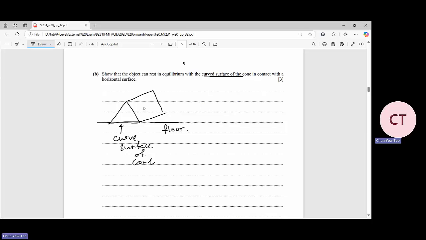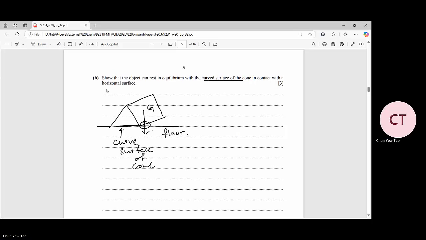Okay, so if your center is over here, then it will topple, because there is nothing to support. So we need to show that the center of mass actually lies between the base, lies over the curved surface of the cone. So if our G is over here, then at least it will touch with the curved surface of the cone. Okay, so this is what we need to show.